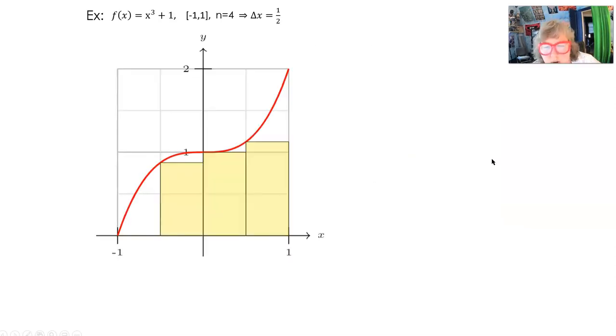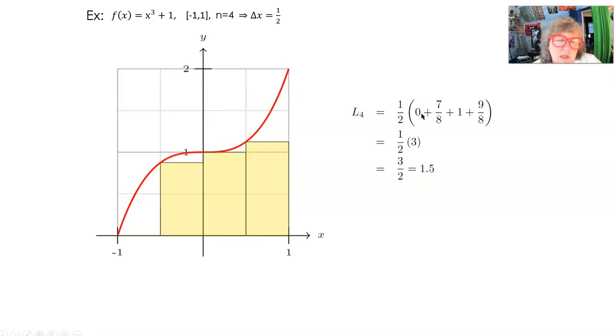So I can do the left sum and get the area of those rectangles. Everything's multiplied by 1/2, so I'm just going to push it outside. So 1/2 times, this is f of -1, f of -1/2, f of 0, f of 1/2. Cranking that out, I get 1.5.